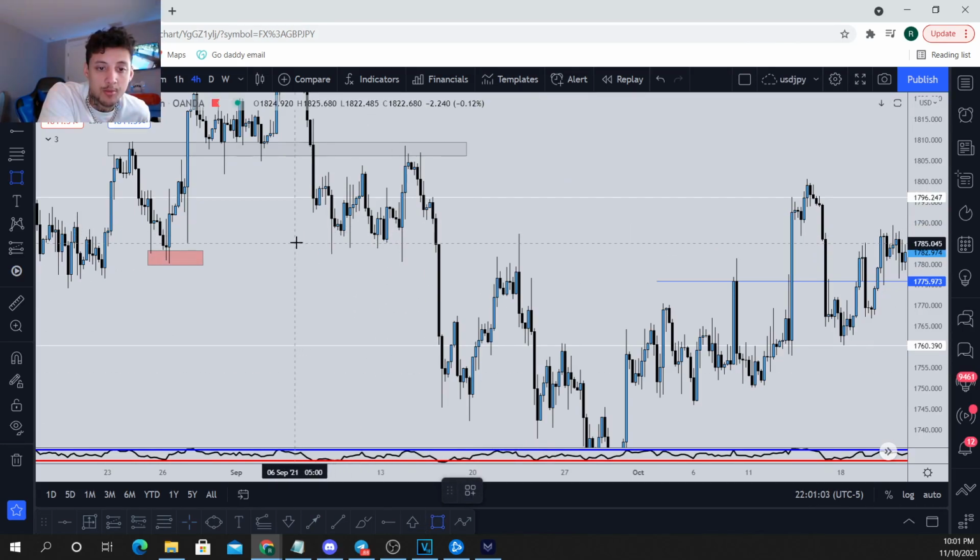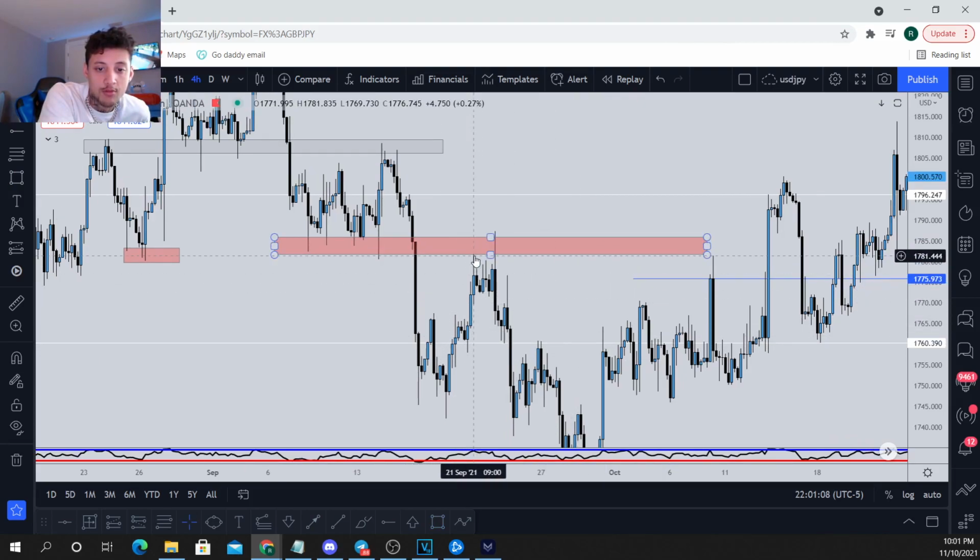Here we have our previous lower low. All throughout this range is our lower low. Notice how price came all the way up to our lower low and retested. Now it formed a new lower high, and then it continued to trade lower.